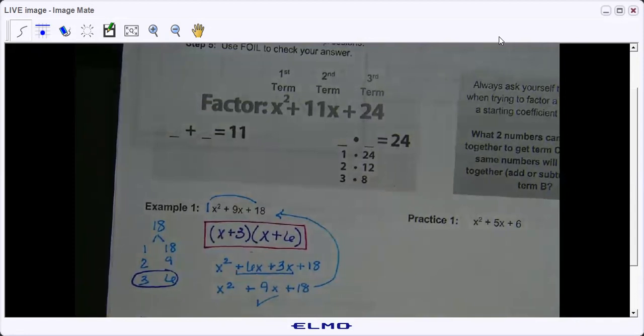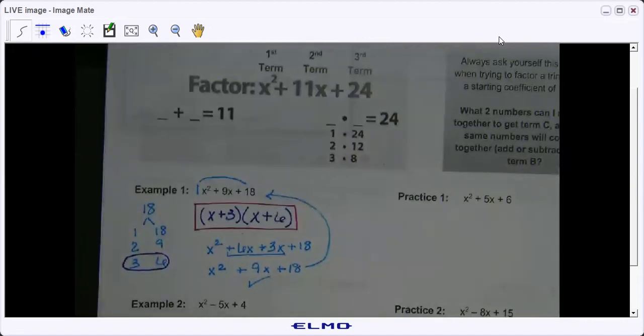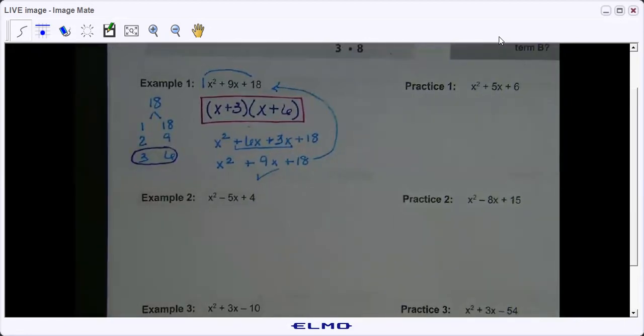All right, I want to go down to example 2. I'm going to be doing the examples with you on this page, and then you will be doing the practice on your own just to check to make sure you are understanding the concept. Okay, so let's go down to example 2. We may need to see another couple to get the hang of this.